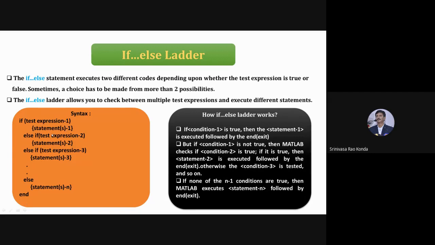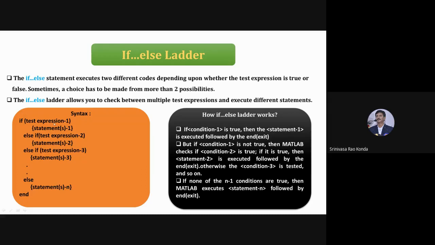Suppose this is false, and this is also false. It tests the fourth test expression. If it is true, those will be executed. Otherwise, it will skip to the next expression, and so on. If none of the n-1 conditions are true, then the last statements will be executed. Here there is no condition. If else conditions end.